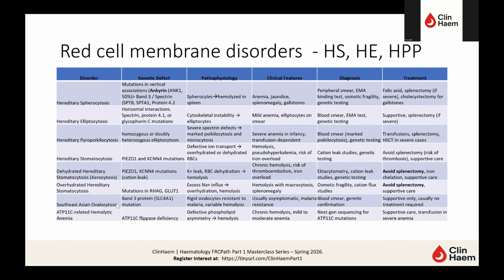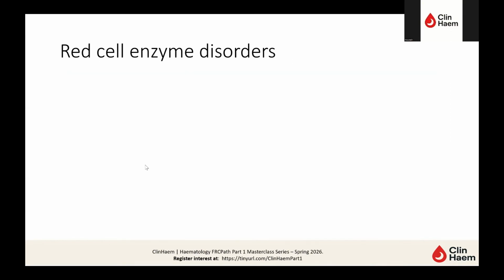Southeast Asian ovalocytosis just gives you resistance to malaria. It's an asymptomatic condition. You don't need to do anything. And this is just for fun: at the bottom, there's another thing. If this enzyme is deficient, it causes hemolysis as well. Hopefully they don't ask. But the good thing is that when you do a genetic panel, you're supposed to have all of these tests in there.